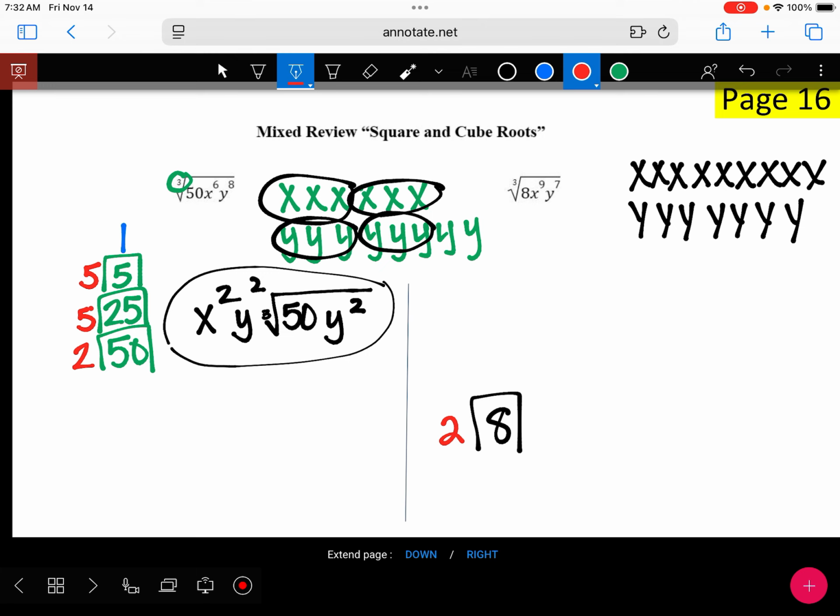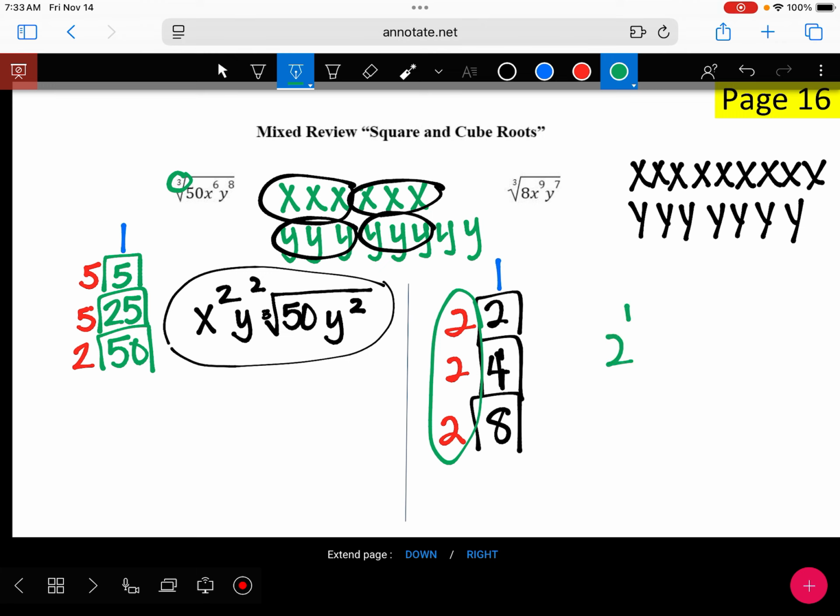Two goes into 8 4 times. 2 goes into 4 2 times. And then 2 goes into 2 1 time. So we do have a set of triplets. We got one set of triplets. And it's of 2s. So I can take one set of the triplets out.